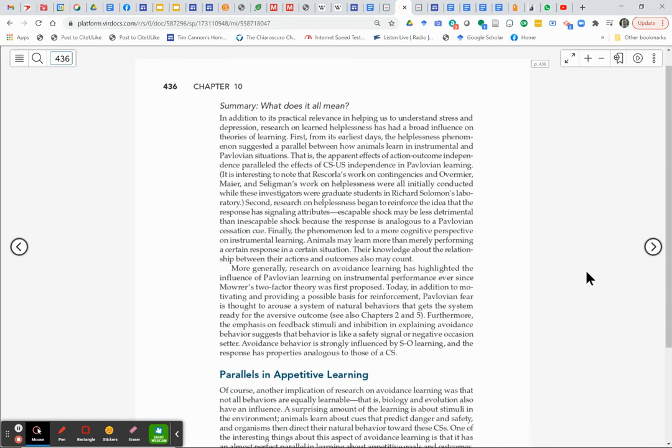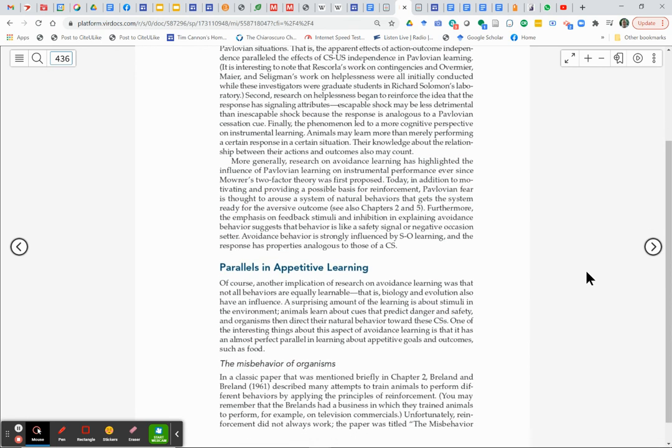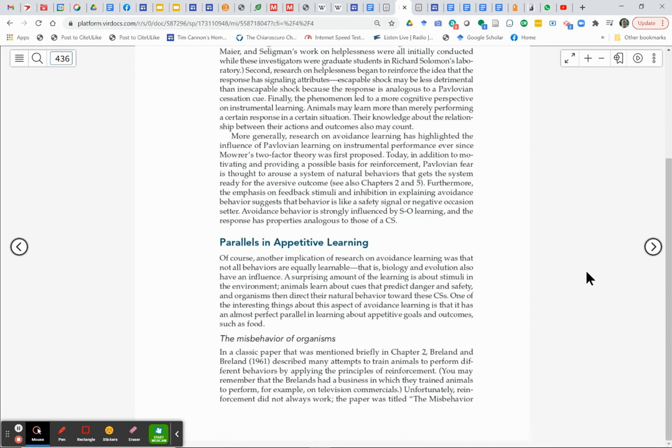There's Rescorla, comes up again in the summary. And then we move into parallels in appetitive behavior. And the Breland and Breland, they wanted to make money. They wanted to train animals to perform in public, and you'd put in a quarter, and the chicken would play ping pong, and the raccoon or the pig would put the coin in the piggy bank. But it turned out to be important because of instinctive drift.